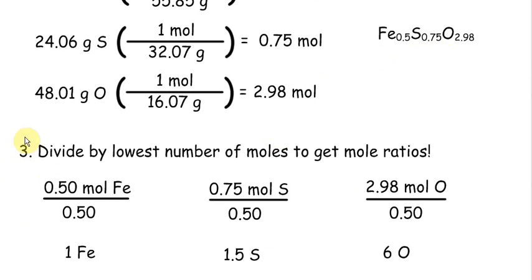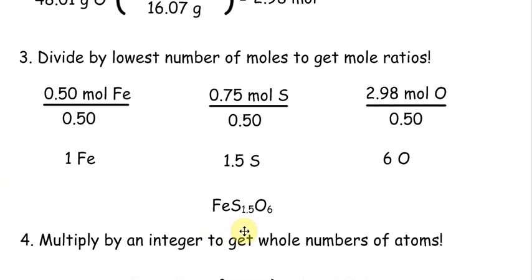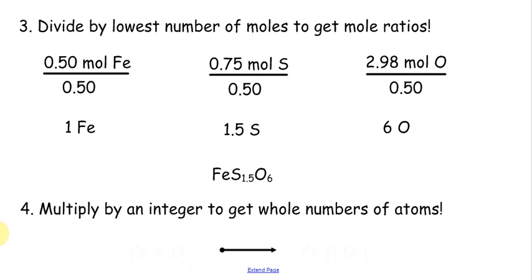They're not simple whole number ratios yet. They're not wholes. S is a 1.5. I can't have 1.5 sulfurs. I either have 1 or I have 2 when you talk about the atoms part. So in the last part, we have to multiply all of the subscripts by an integer where I get all whole numbers. So if you think about it, what can I multiply all these? Remember, there's an invisible 1 behind iron. Well, I think you should come up with the idea that you multiply by 2.